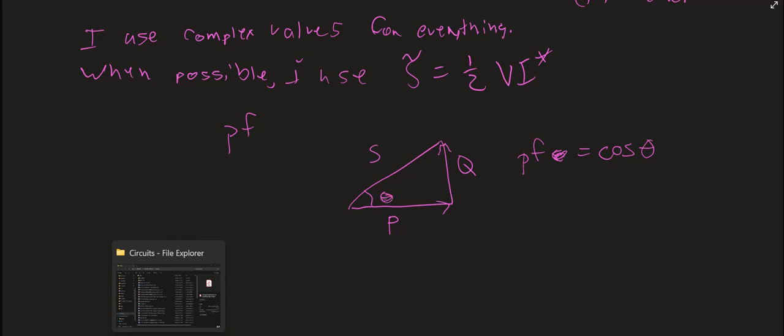That S is the magnitude of the complex power? Yes, it is. Okay. Yep. And that has a name, so the magnitude of the complex power is called the apparent power.